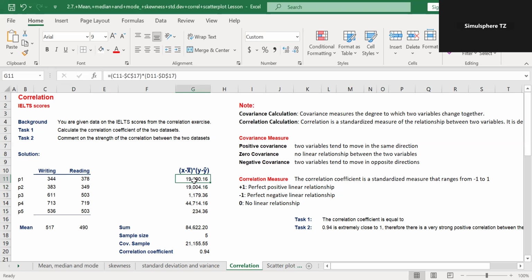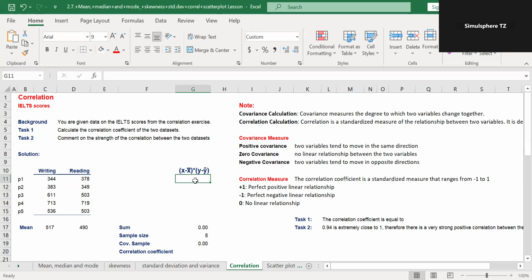To perform this action, we need to work with this deviation formula first. We need to find the deviation for person 1 and 2, all the way to person 5, and then calculate the sum of deviation. Identify what our sample size is, and then find our covariance sample, and then perform our correlation coefficient. So I would be taking out all of these values here so that we'll be able to run our calculations individually.